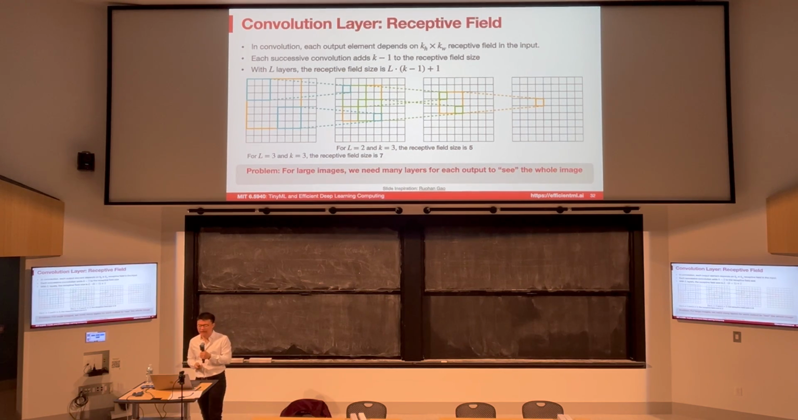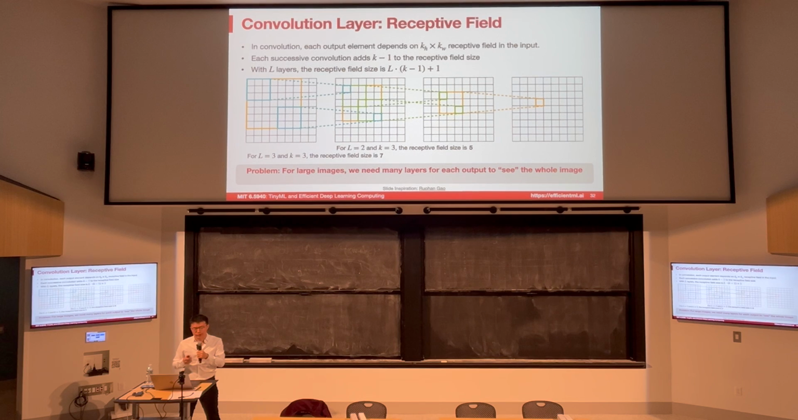So the problem is that for large images, in order to have a large receptive field, we have to have very deep layers. We need many, many layers. And we just talked about that in the early part of the lecture. If you have too many layers, you have lots of kernel calls. You also have to store a lot of activations. Activations have to be stored during backpropagation, increasing our training memory.